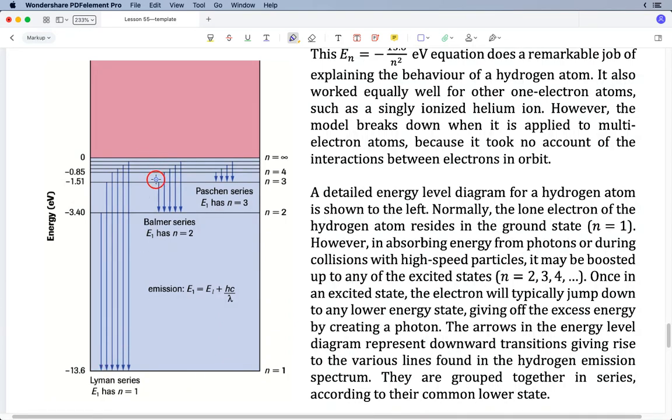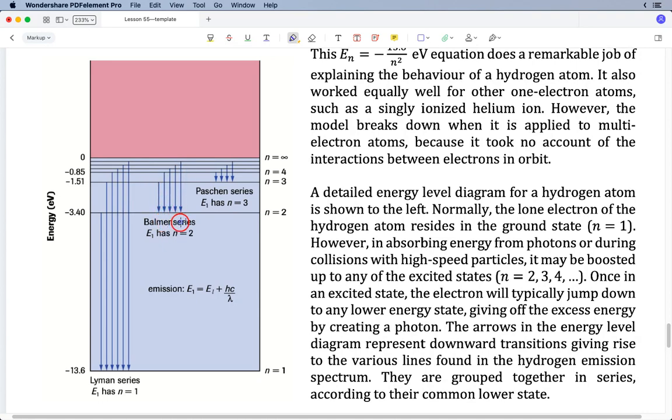Now, it turns out that you can get different series, as they're called, depending on what energy level the electron is falling down to. So the Balmer series, for example, all have in common that the electron is moving down to the second orbit. And so you get one particular amount of energy released from the electron when it moves from n equals 3 to the second, a different amount of energy when it moves from n equals 4 to the second, and so on.